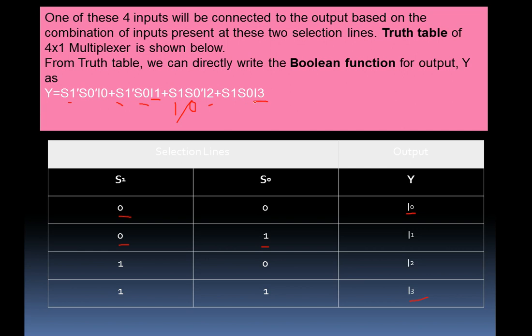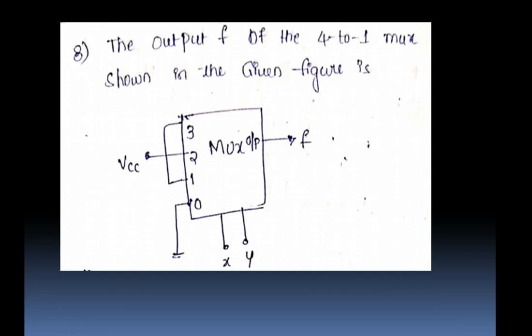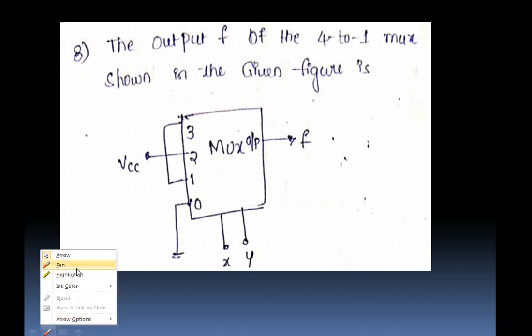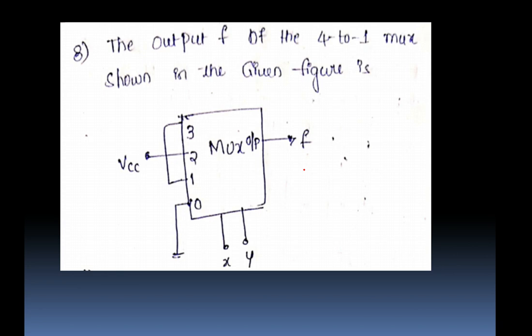Here we are going to solve some previous year questions from the UGC NET. Here comes the first question. The output function f of the 4 to 1 mux is shown in the figure. Here we need to calculate the output function f for the mux.